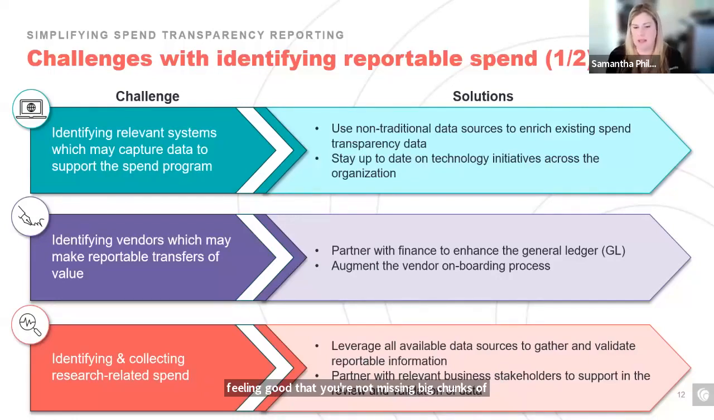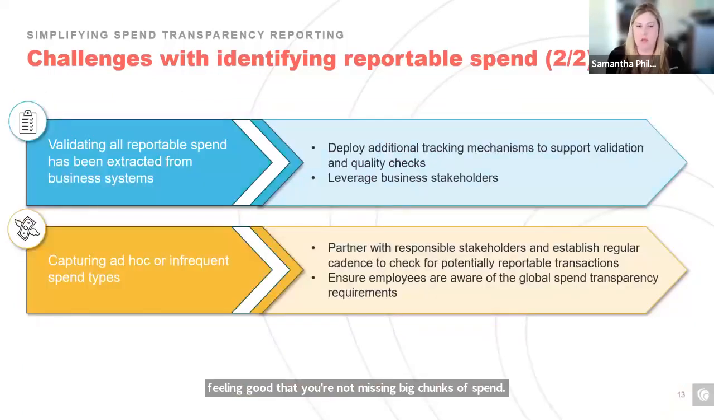On the next slide, just a couple more challenges with identifying spend. How do you feel good that, if you know all of your source systems and you have this GL vendor process in place, you still aren't missing things, that things aren't slipping through the cracks? How are you feeling good? This is the part where I typically recommend a three-way check where possible.